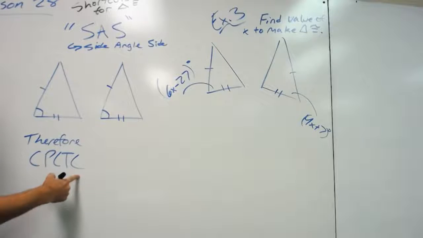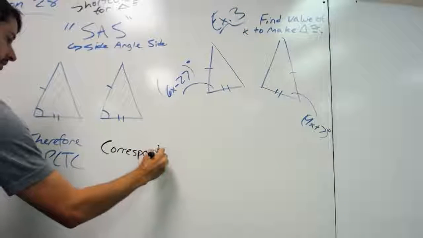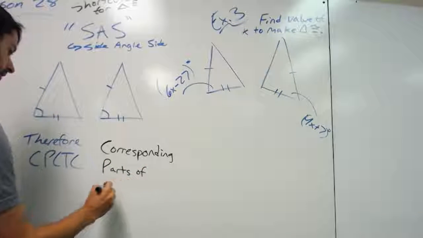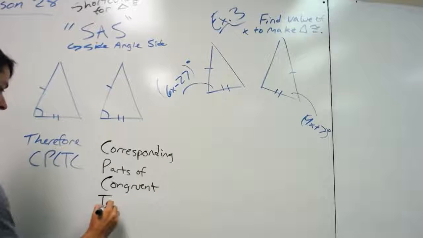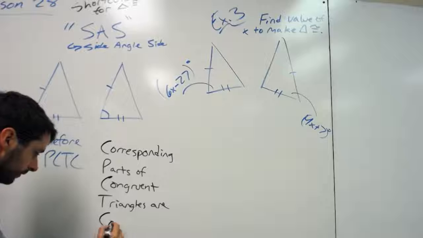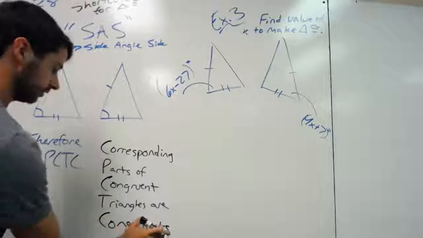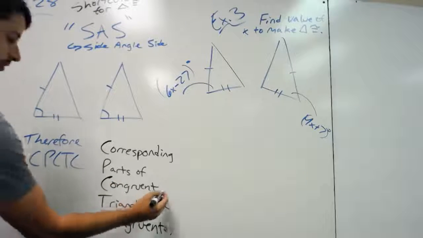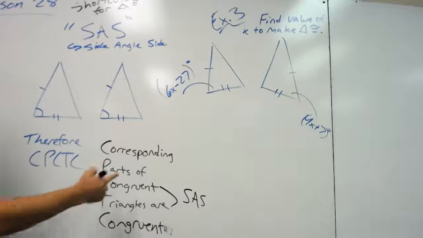CPCTC. Remember, corresponding parts of congruent triangles are congruent. So therefore, since we know that the triangles are congruent by side angle side, we know that the corresponding parts are congruent.